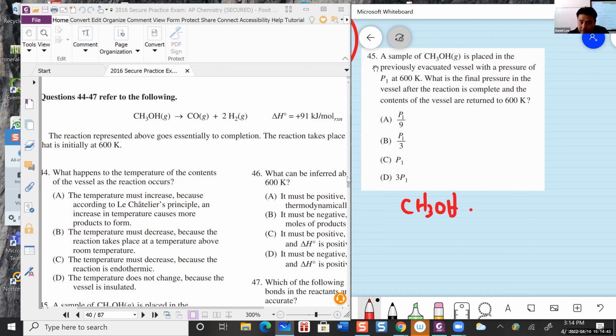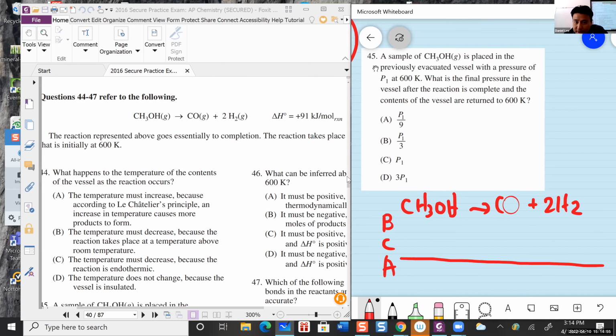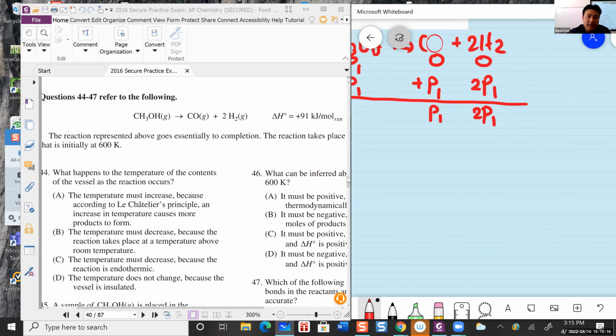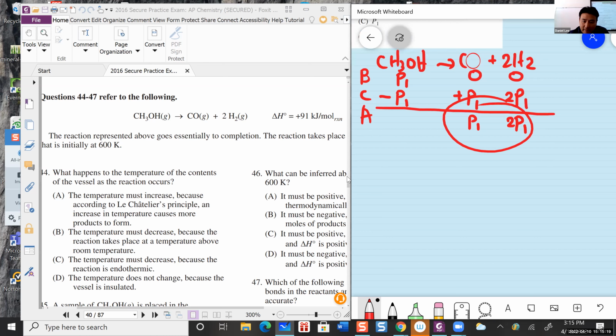So I do methanol becomes CO plus 2H2. Now it says to go to completion, so I'm gonna do BCA. And I have initial pressure is P1, okay? So that means 0, 0. I would minus P1, plus P1 and plus 2P1. So the total pressure at the end is 3P1 because I produced three times as many gases, yeah? That you can use common sense or you do BCA. So that means the total pressure is 3P1, okay? After the reaction goes to completion.